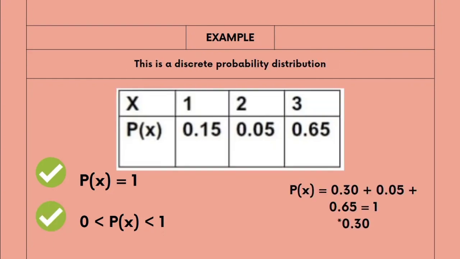For our last example, each probability applies to the second property. So now let us check if the sum of all probabilities is equal to 1. 0.30 plus 0.05 plus 0.65 is equal to 1, and it has both properties. Therefore, this is a discrete probability distribution.